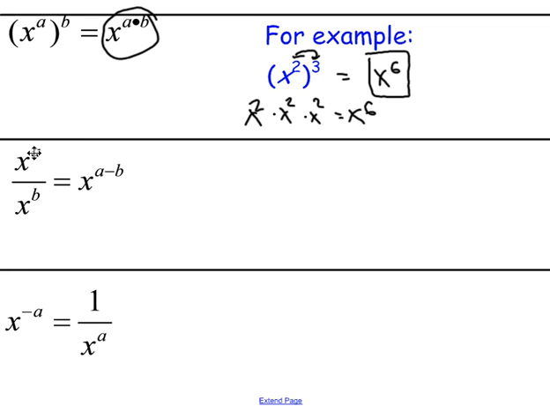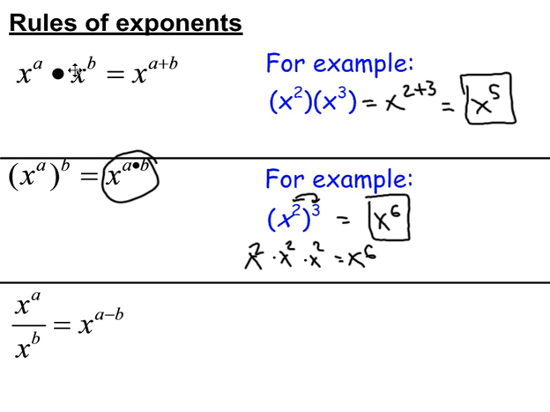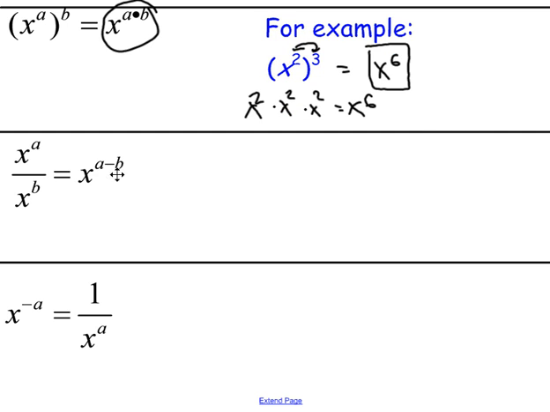Okay, the second rule, we use it for dividing exponential expressions with the same base. So it says x to the a divided by x to the b is equal to x to the a minus b. So it's the opposite of the first rule, the multiplication rule, right? When you multiply, you add the exponents. When you divide, you're subtracting the exponents. So let me give you an example.